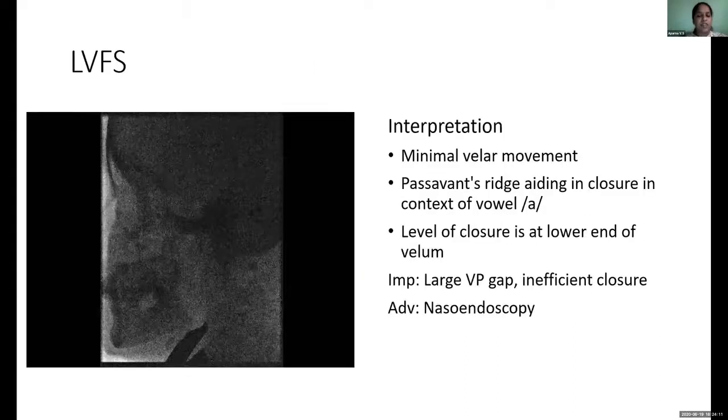Based on this, a lateral view video fluoroscopy was recommended. And this is her lateral view video fluoroscopy.